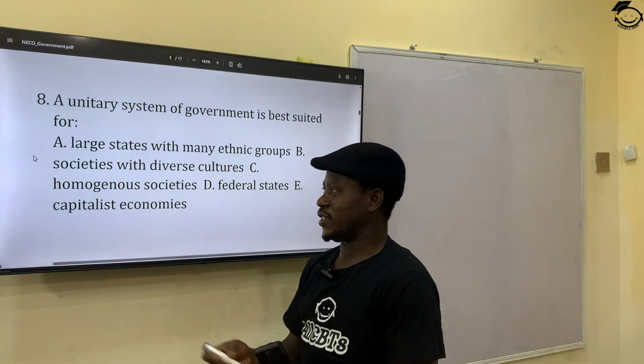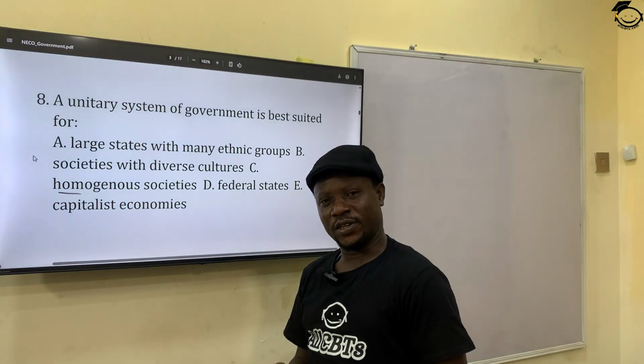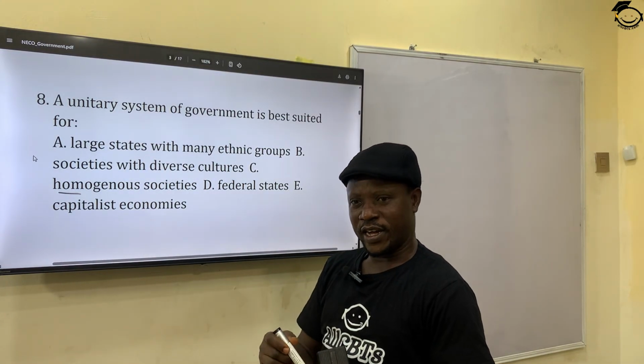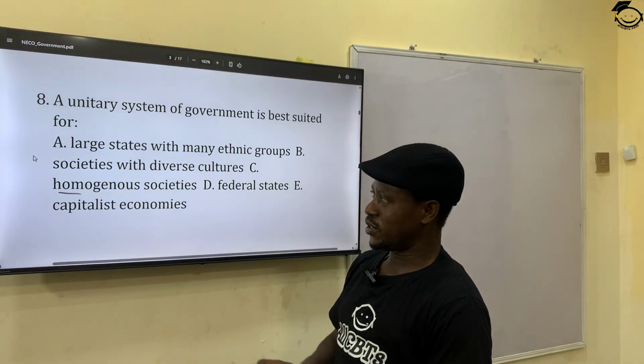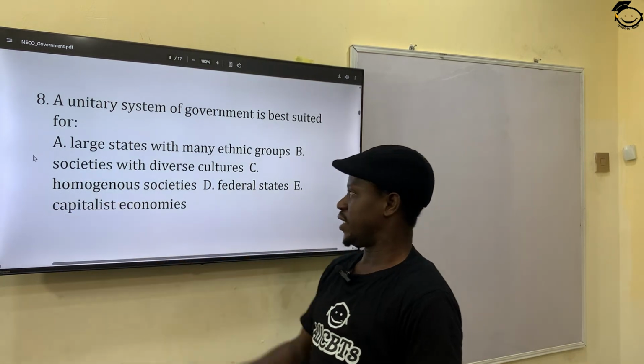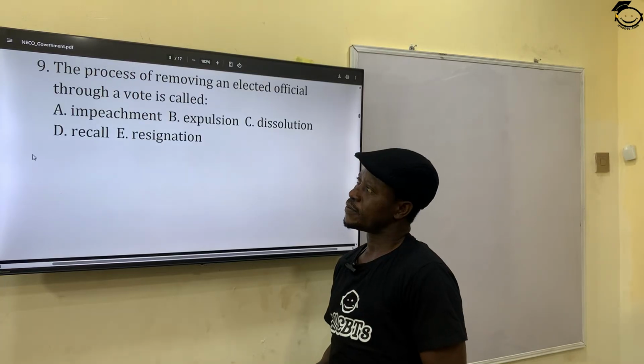And homogeneous society is a society where there's common ancestry, common history, common culture. Everything is common to the people over there. And it's also a smaller state. So such a state will operate a unitary system of government. So your answer here is option C, homogeneous societies.